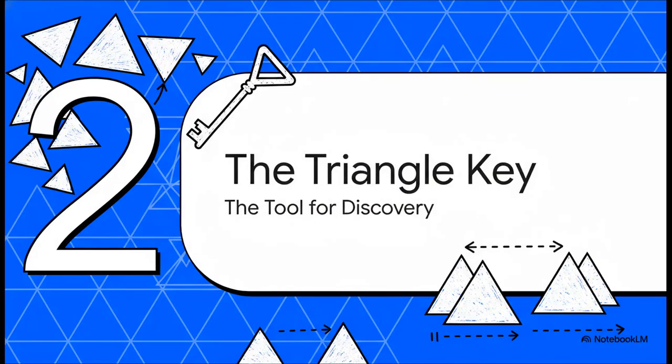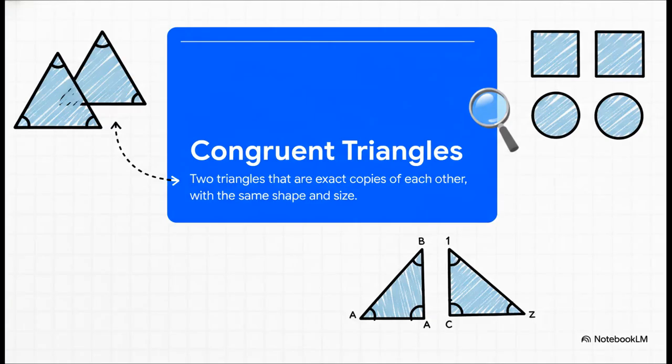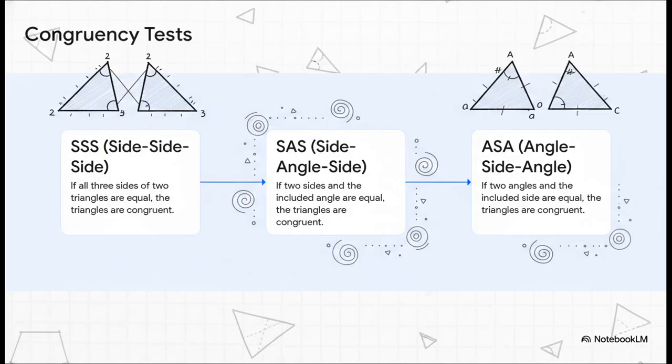So, if triangles are the key that unlocks everything, we need a way to use that key. And the tool that lets us do that is a concept called congruency. This is how we're going to prove everything. Congruent is really just a fancy math word for identical twins. If you have two triangles and you could just pick one up and place it perfectly on top of the other one so they line up exactly, every side, every angle, then they are congruent. They are exact copies.